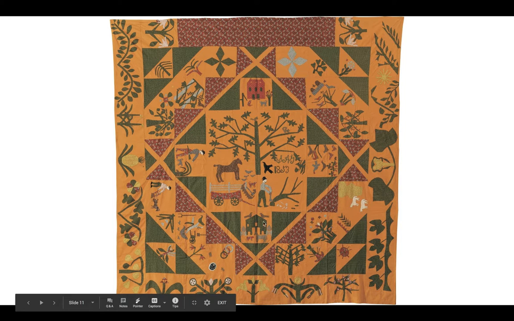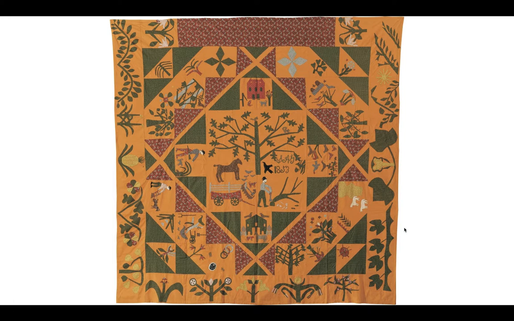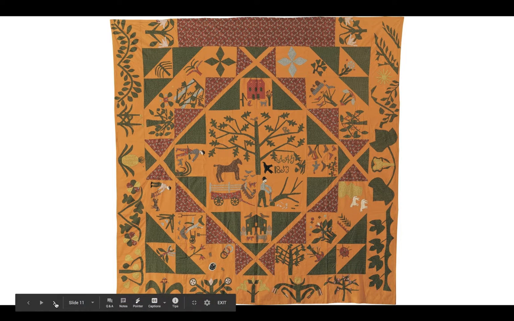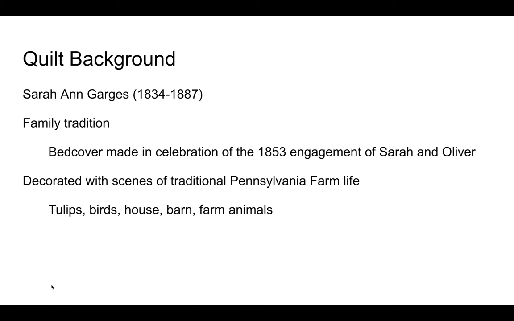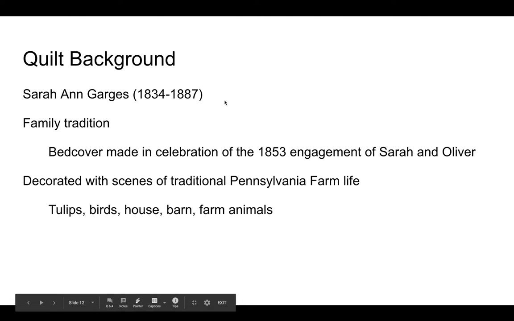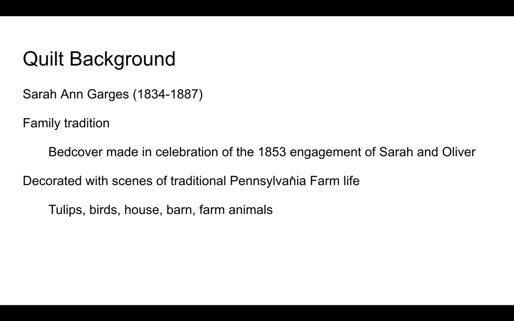So this is the quilt that you're going to analyze on your artwork analysis sheet. And you can see there's a lot of things going on. We've got a lot of animals, plants, things like that, but we've also got some areas of just shape and pattern. So you can pause this and look at it here. It's also on your artwork analysis sheet. And here's the background information about the quilt, which is also on your artwork analysis sheet. So the quilt was for Sarah Ann Garges, and it was a family tradition to make the quilt in celebration of her engagement to Oliver.